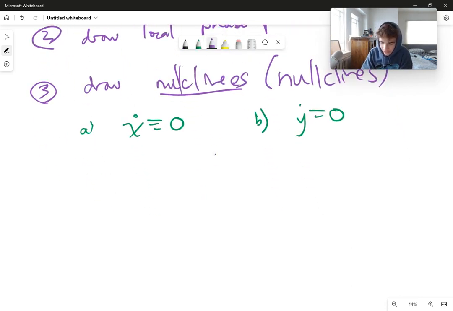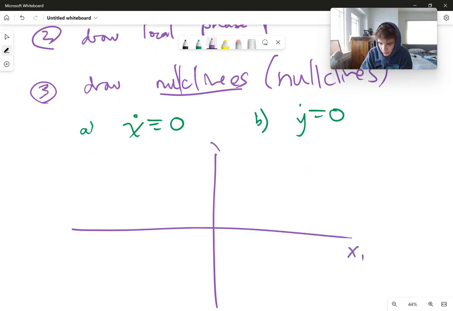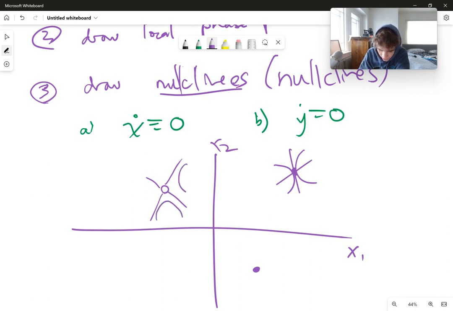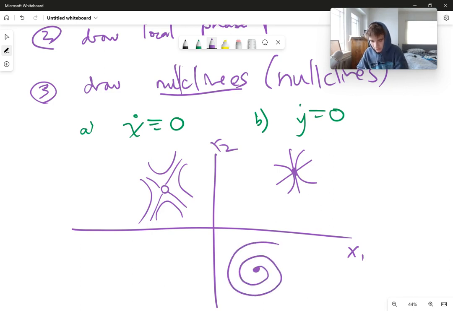And so say here's my phase space. I have a bunch of fixed points here, here, here. Now I've drawn the local phase portraits. Let's say this fixed point is a saddle. A saddle looks like this. And then at this fixed point, maybe I have a stable spiral. So now I know what the phase portrait will look like nearby the fixed points.